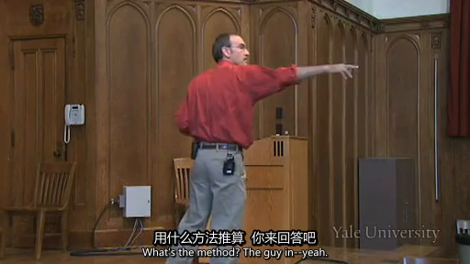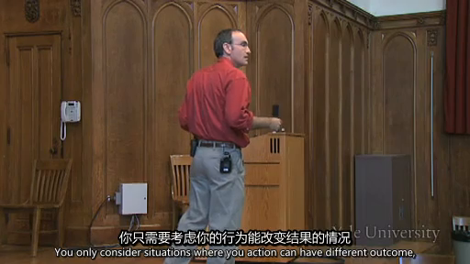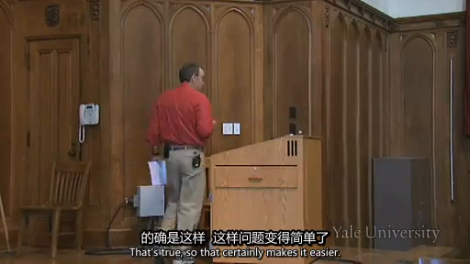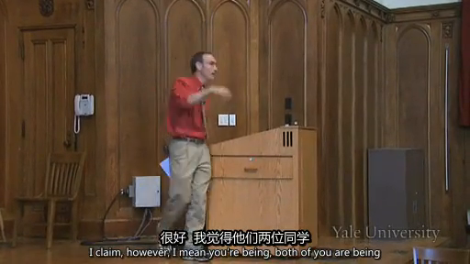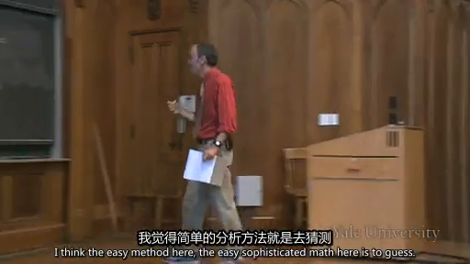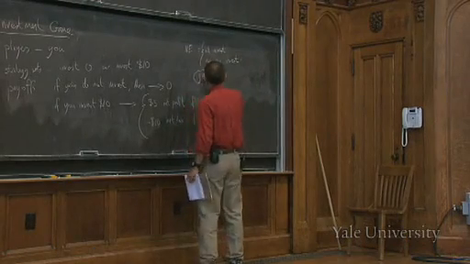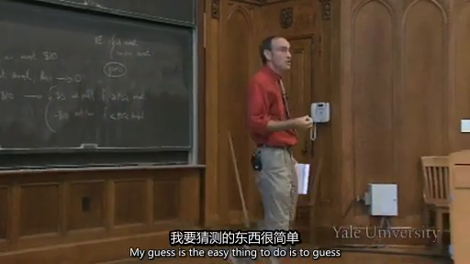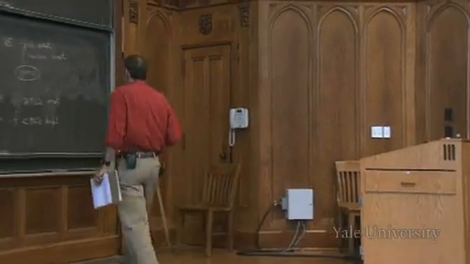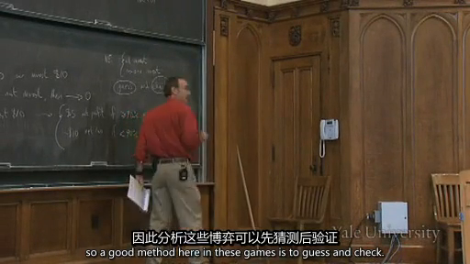Yeah? You only consider situations where your action can have a different outcome, and those only occur when everyone's investing or no one's investing. That's true, so that certainly makes it easier. I claim, however, you're both being more rigorous and more mathematical than I'm tempted to be here. I think the easy sophisticated math here is to guess. My guess is the easy thing to do is just to guess what's likely to be an equilibrium here, and then what? And then check. So a good method in these games is to guess and check.